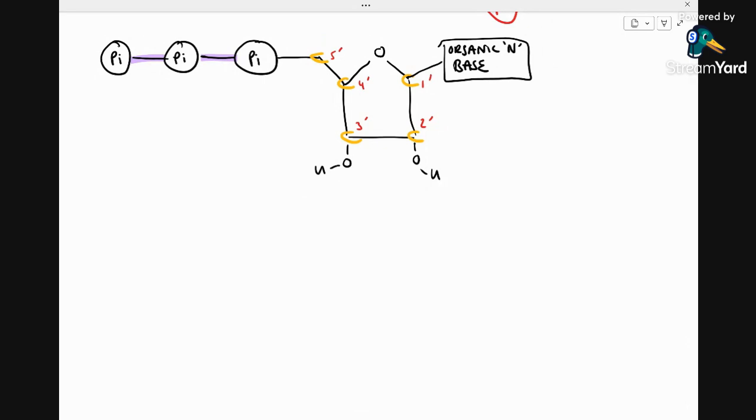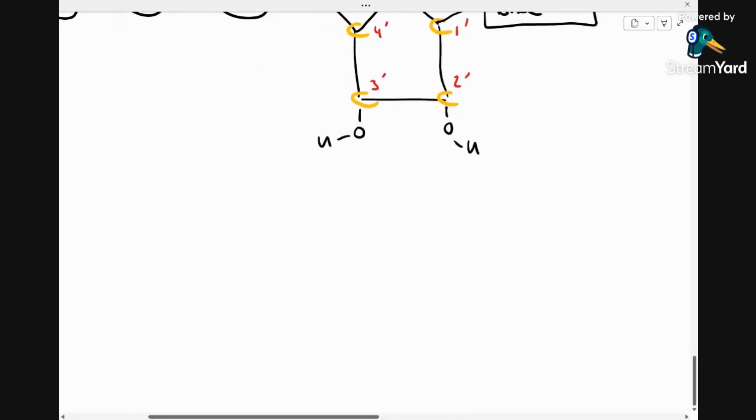I'm just trying to figure out how to draw this now, actually. Maybe I should have drawn the phosphates. No, okay, we'll keep going.